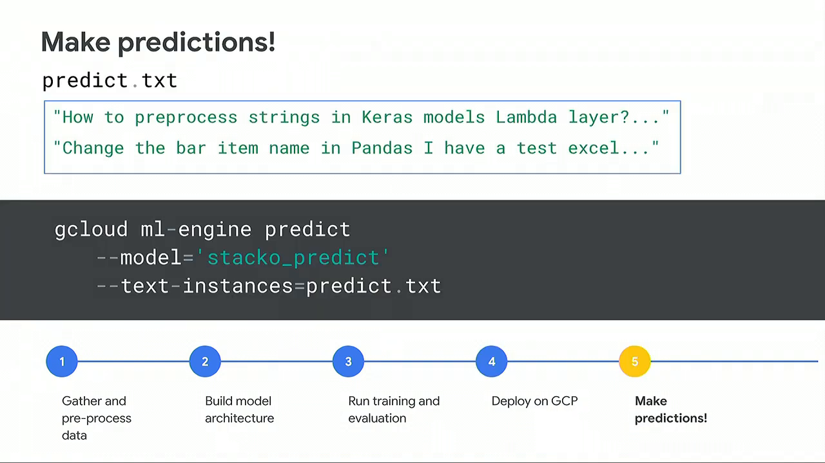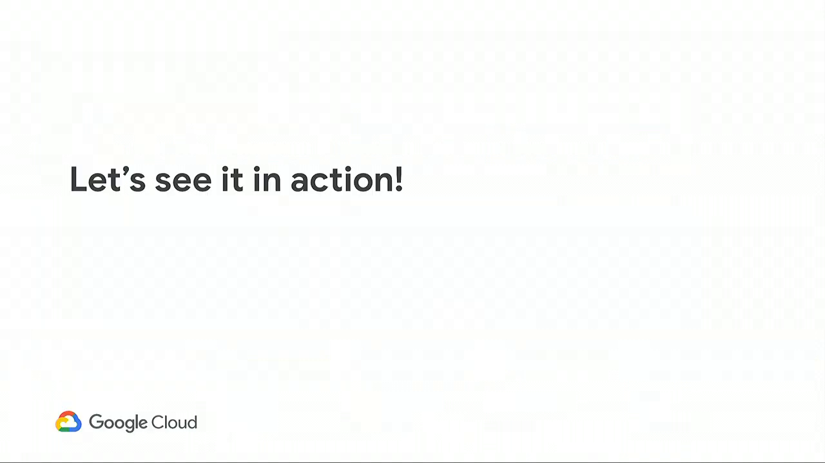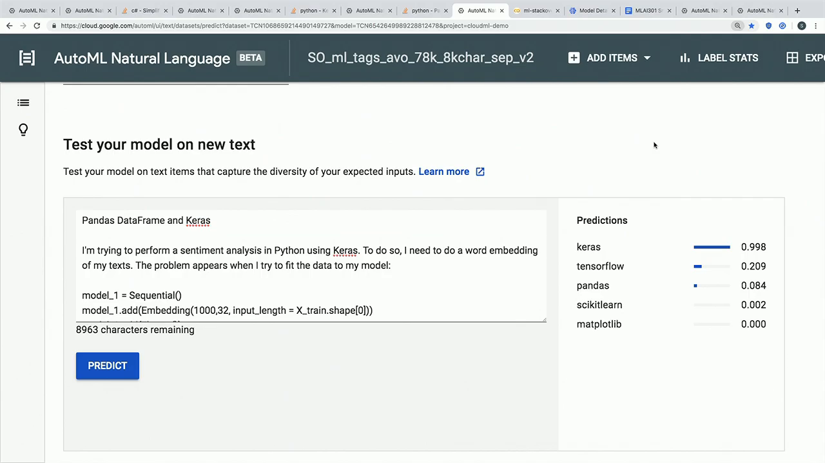Finally, we will be making predictions. And we'll do this using gcloud, the Google Cloud CLI. We can just call predict on our model, pass it some examples in a text file, and we'll get our predictions. So let's see it in action. If we could go to the demo.